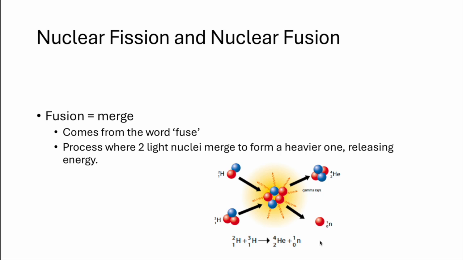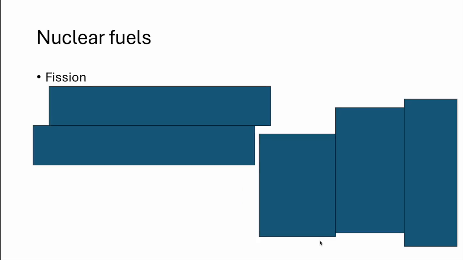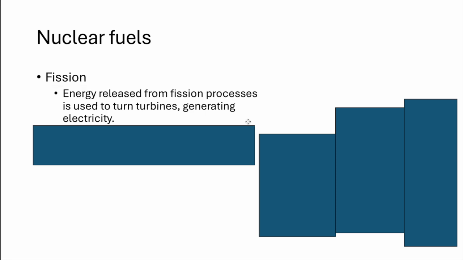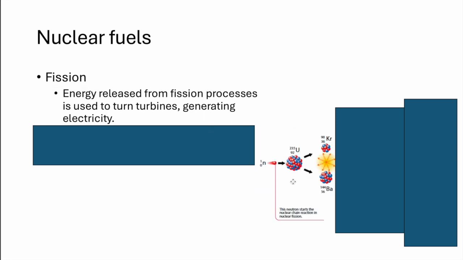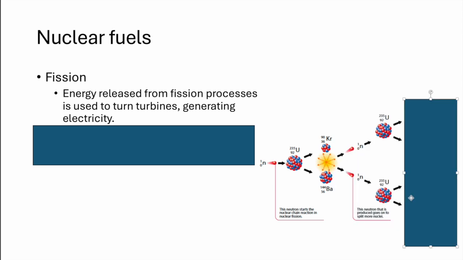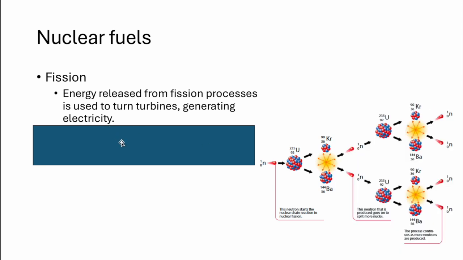So in nuclear power plants, nuclear fission is used because it sustains itself as a chain reaction, heating itself, generating more and more fission products, more neutrons. Thereby the energy release is used to turn turbines and generate electricity.